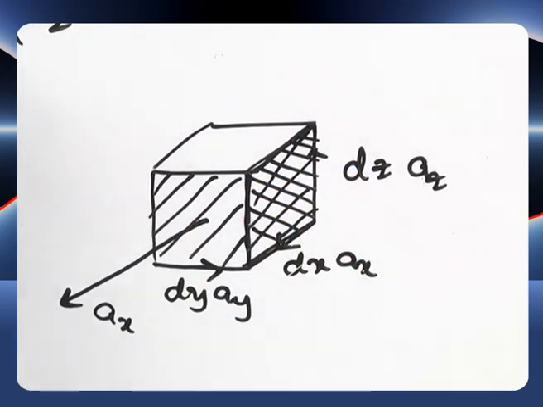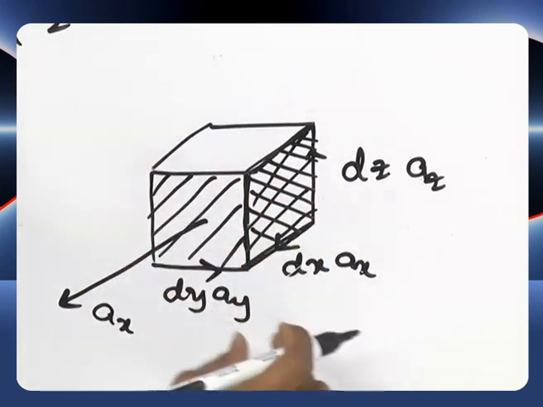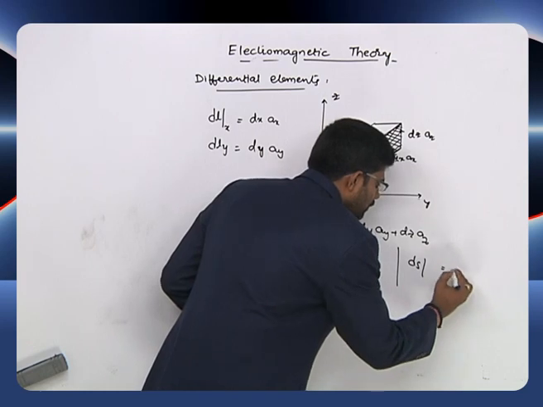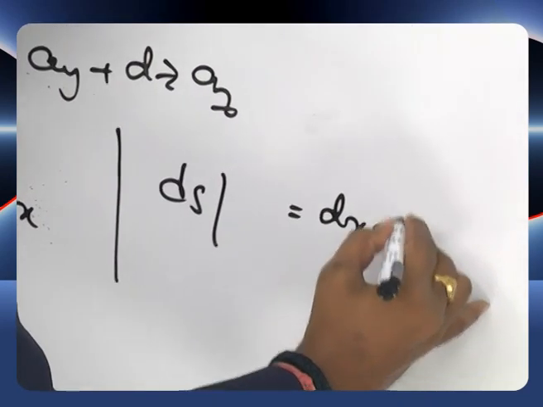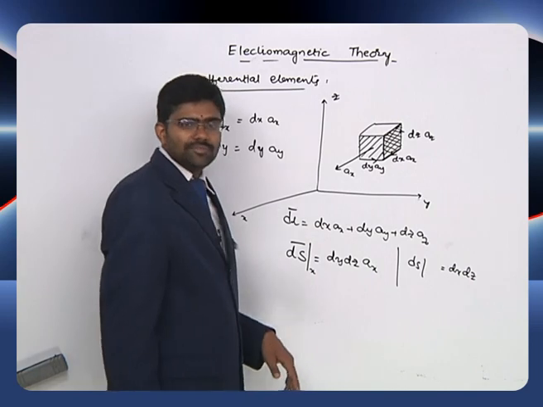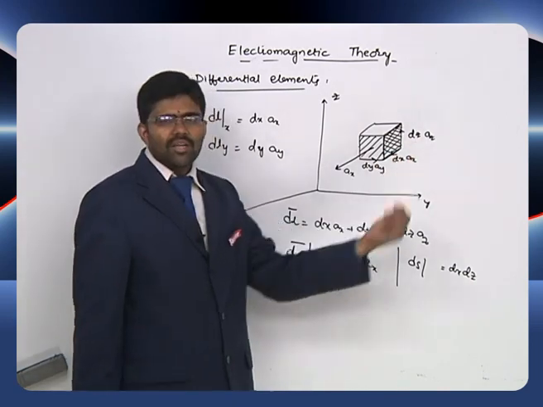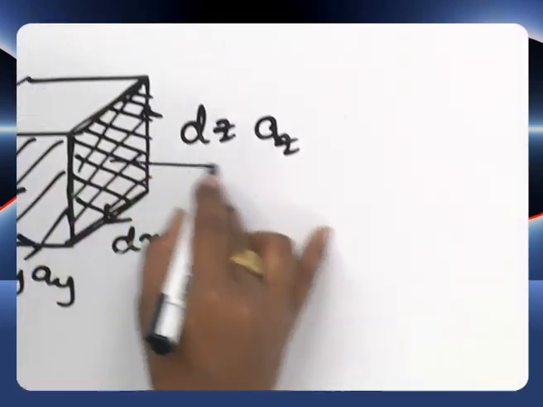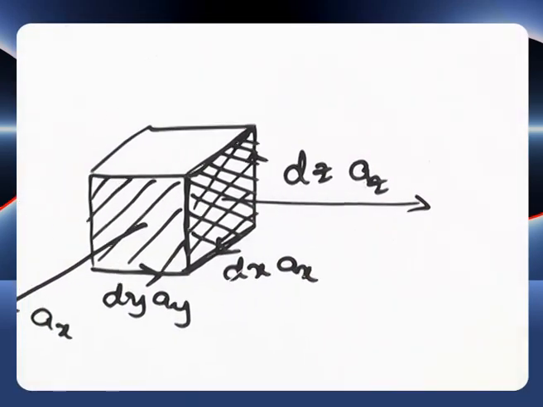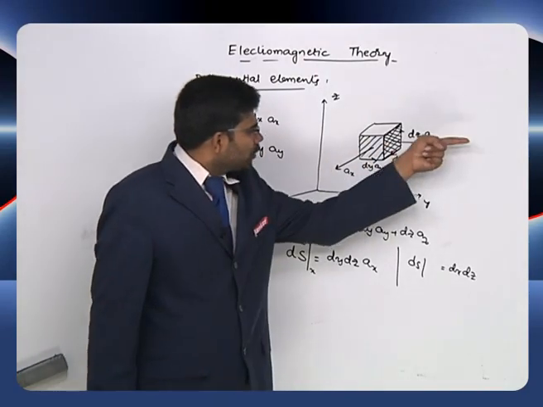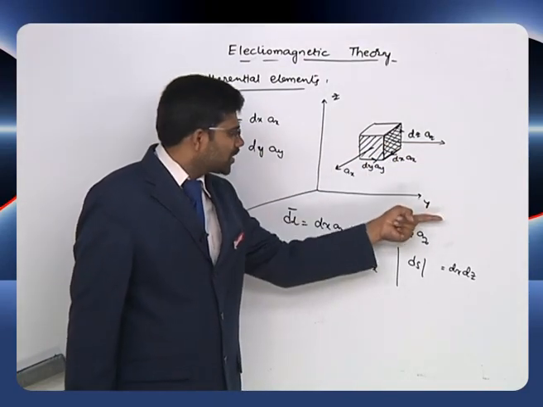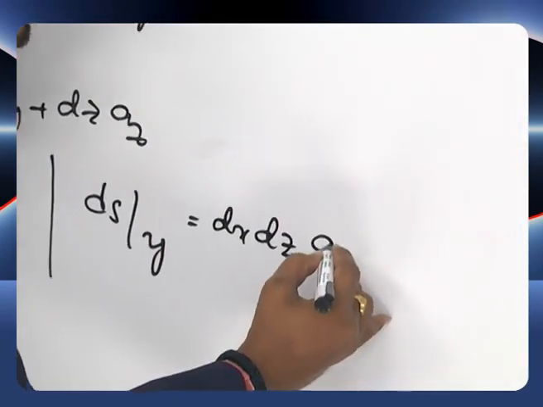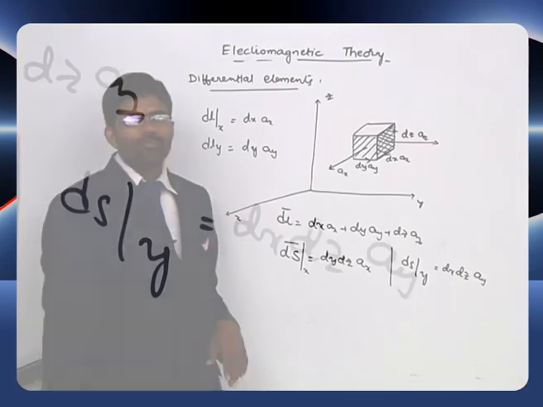For this grid, if you are considering this grid surface, then the magnitude is dx dz. I don't know what the direction is, so I am just writing the magnitude initially. So write down dx dz as a magnitude, and recollect the point that the direction is always perpendicular to the surface and away from the volume. So it is perpendicular to the surface and away from the volume, which always lies in the direction of y. So this differential surface can be represented in the direction of y, that is dx dz ay.